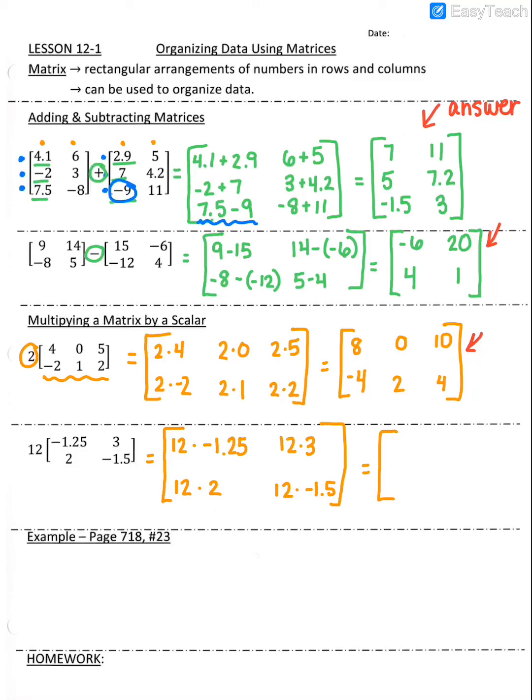So we have 12 times negative 1.25, and we get negative 15 there. 12 times 2 gives me 24. 12 times 3 gives me 36. And then 12 times negative 1.5 is going to give me negative 18. And once again, you don't have to do anything else with that. You're just going to leave it alone.